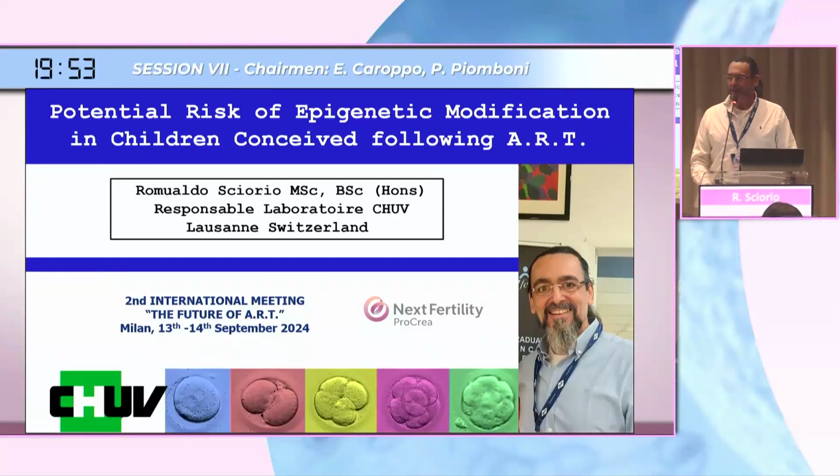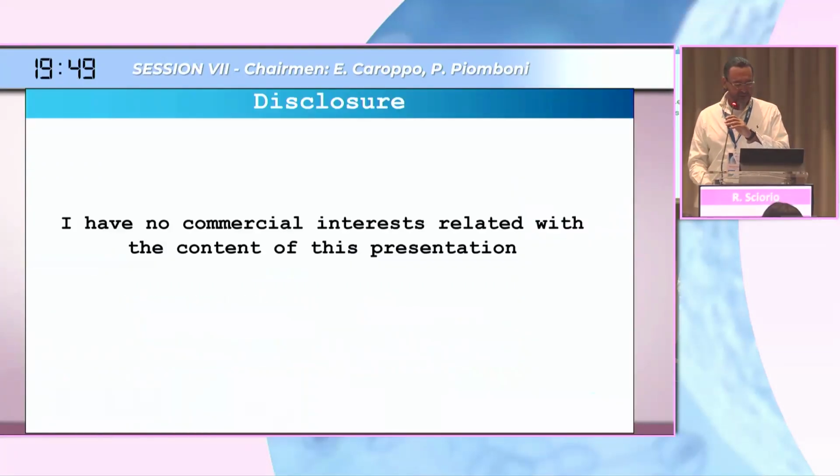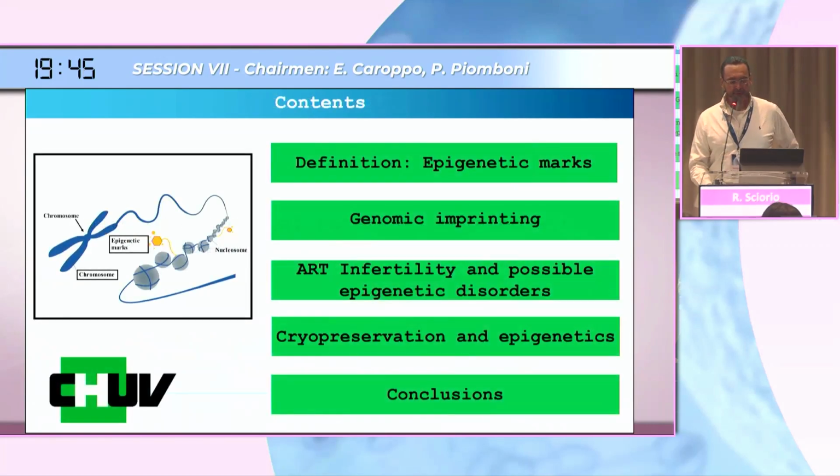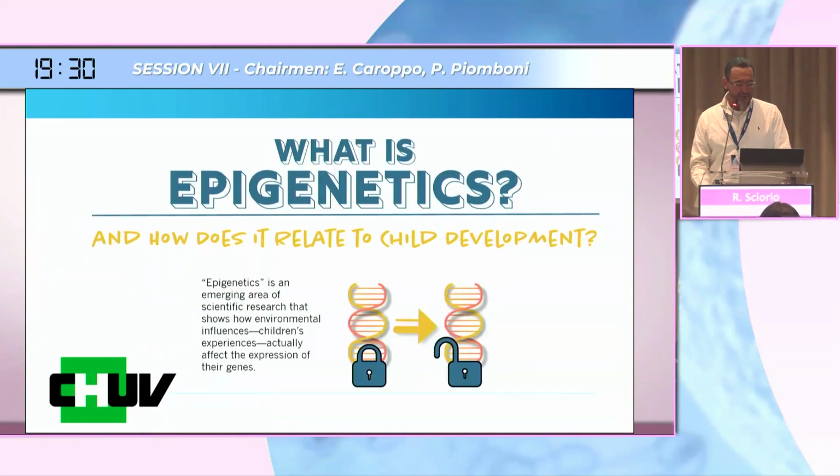It is a hot topic, quite controversial. I have no conflict of interest to declare, and briefly I'm going to talk about epigenetic marks, genomic imprinting, A.R.T. and possible potential epigenetic disorders, and then finally a little bit about cryopreservation and its effect on epigenetics, with the conclusion. So what is epigenetics?